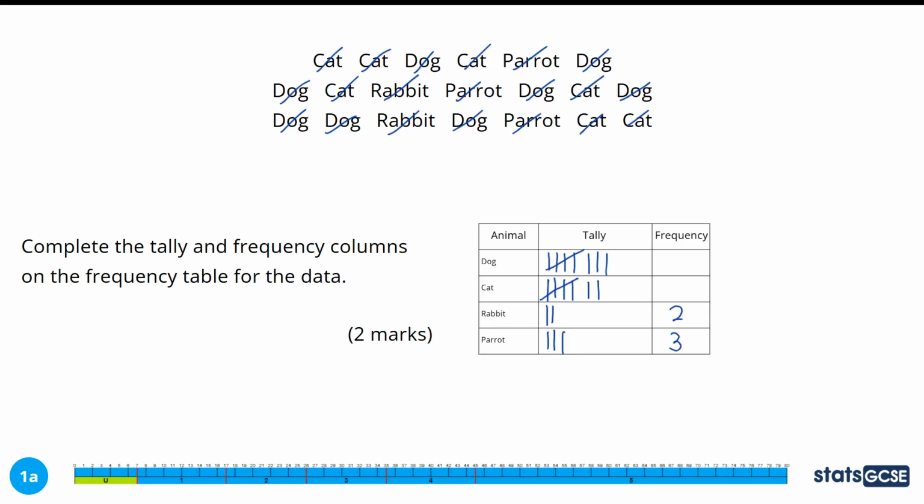Now for dog and cat we need to add the 5 on, so it's 5 plus 3 which will be 8 for dog, and 5 plus 2 which will be 7. It's always a good idea to add the frequencies up and check it adds up to the same as the list we have. So both of them add up to 20, so we know it's probably correct.